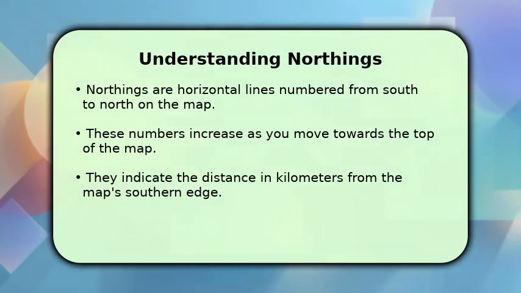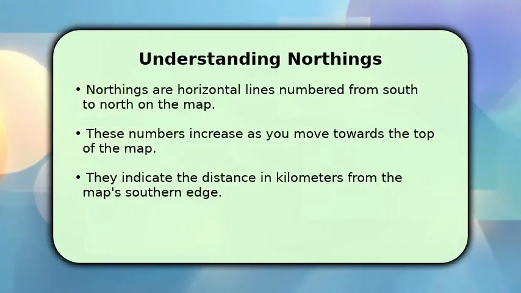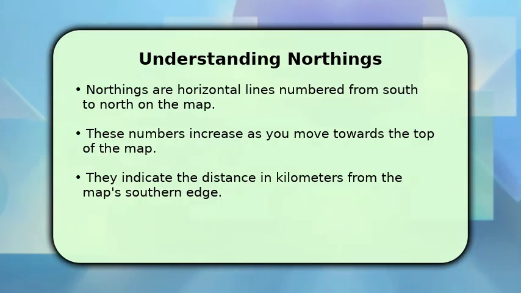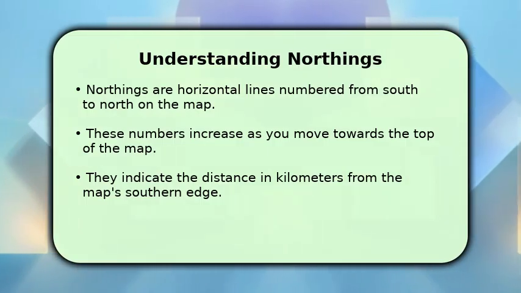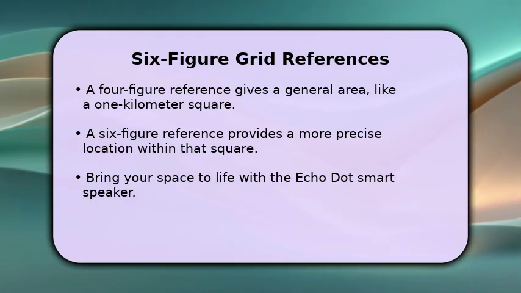Now let's look at northings. These are the horizontal lines that run across your map from left to right. They are numbered from the bottom to the top, or south to north. As you move upwards on the map, these numbers will get larger. Northings tell you how far north a location is from the map's base, completing the second part of your grid reference. Combining eastings and northings gives you a grid reference.